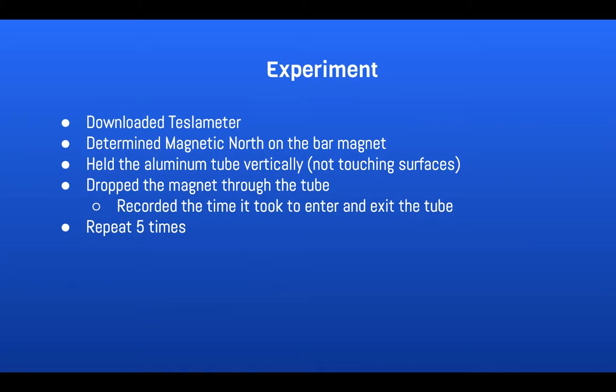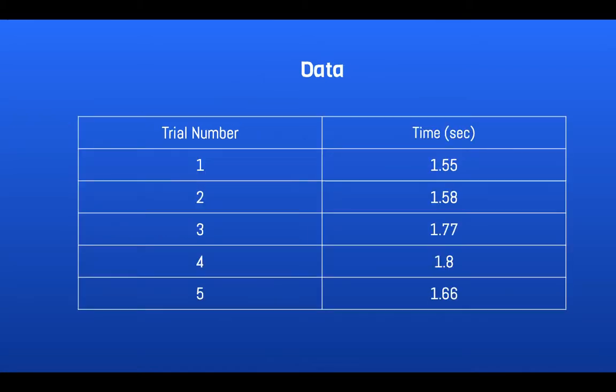So for the procedure, we downloaded Tesla meter and determined the magnetic north on the bar magnet. Then we held the aluminum tube vertically without touching any surfaces and dropped the magnet through the tube and recorded the time it took to enter and exit the tube, and repeated this procedure 5 times. Here are my trials. The average time that I took again was 1.672 seconds.